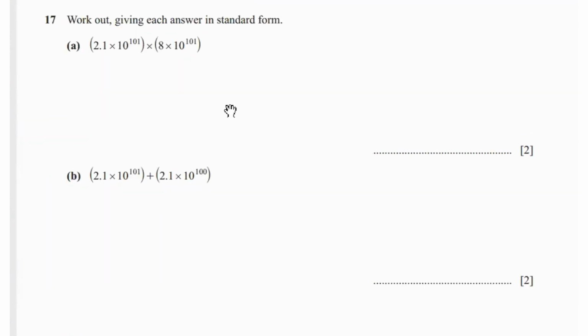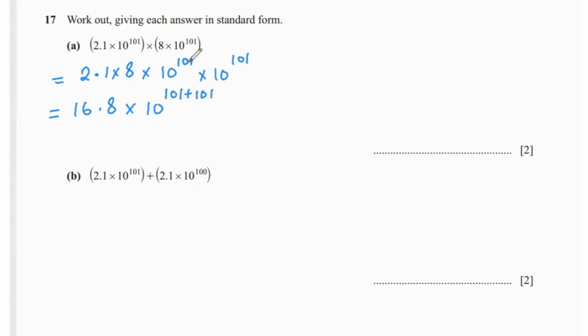Question 17 says work out, giving each answer in standard form. So you can multiply 2.1 by 8. So 2.1 times 8 times 10 to the power of 101 times 10 to the power of 101. 2.1 times 8 is 16.8. And 10 to the power of 101 times 10 to the power of 101 is basically 202. Why? Because when we multiply similar bases, we add the powers, which we did in the previous question. So we get 10 to the power of 202.